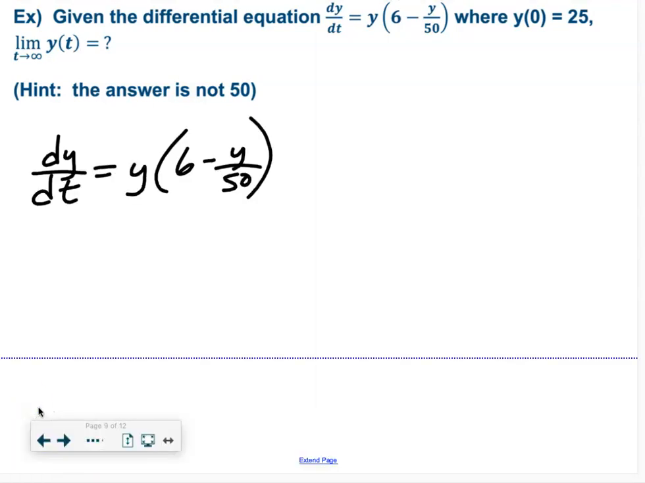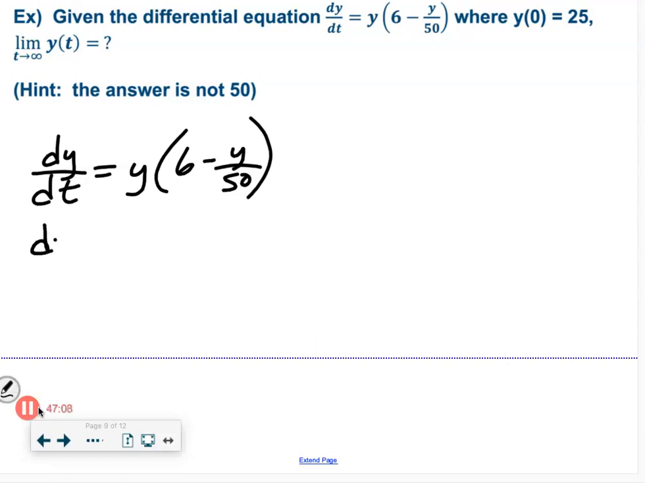All right, what is the one thing that you know is similar to all logistic differential equations? That 1 right here, right? So we need to turn the 6 into a 1. You're not going to do it by subtracting. So what are you going to have to do? You're going to have to factor that 6 out, right?